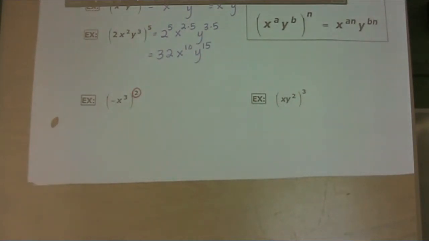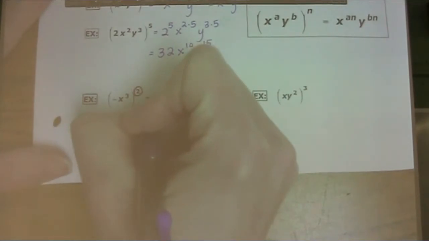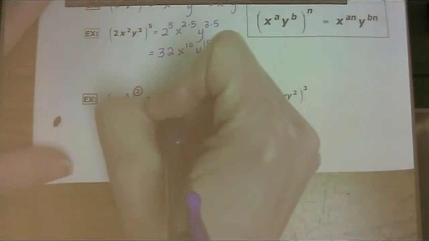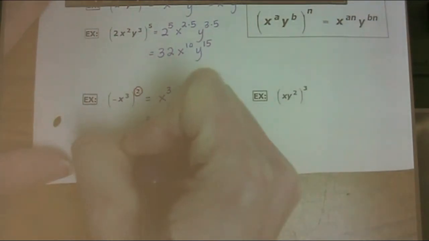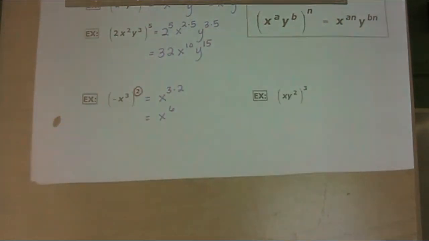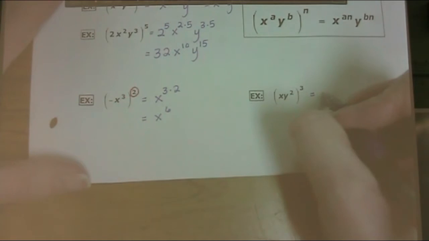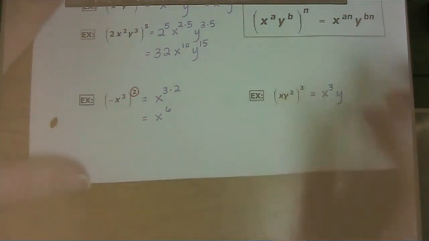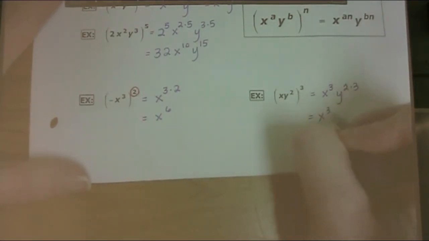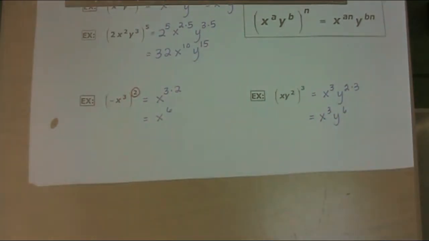So I know right now, since my negative is going to be multiplied an even number of times, this will be a positive answer. So I can just answer positive x to the 3 times 2 power, which is x to the 6th. In my example over here, this power of 3 applies to the x, so x to the 3rd. And with the y, the power will be 2 times 3. So this equals x to the 3rd, y to the 6th.